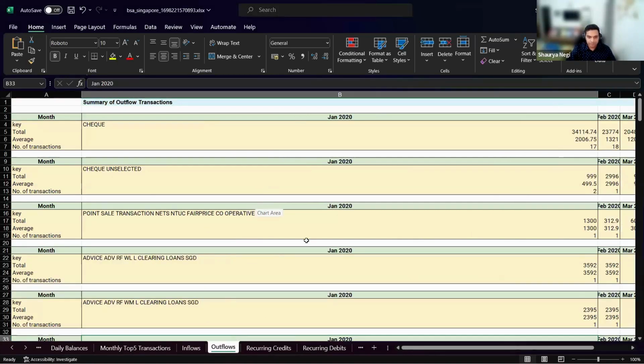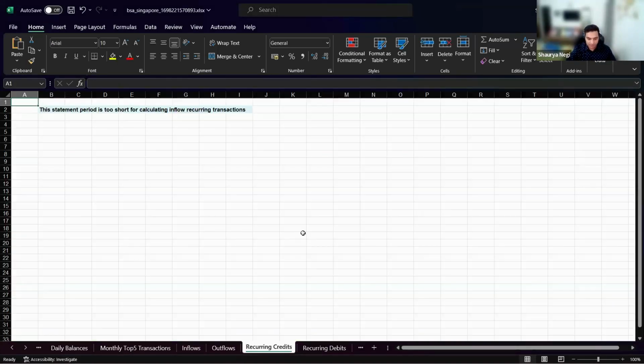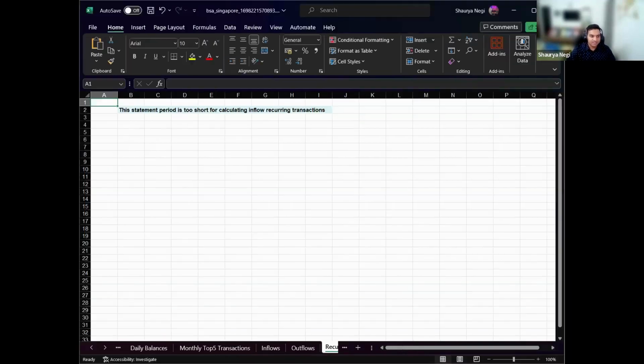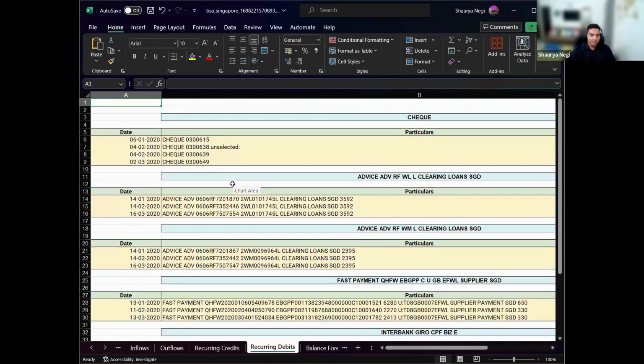So I talked about the inflows and outflows here. Now I'll talk about the recurring transactions, recurring credits, and recurring debits. With recurring credits and recurring debits, we delve into regular financial activities.